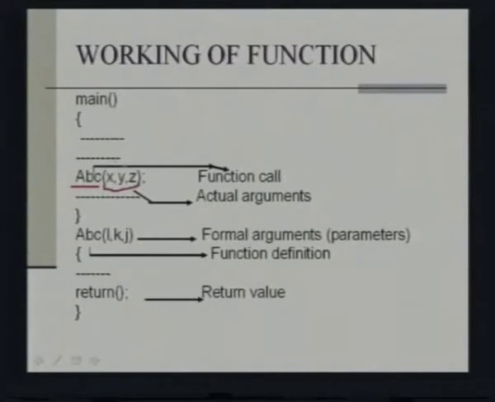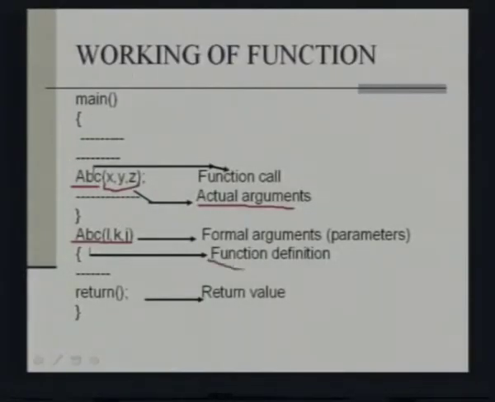Now the variables that are mentioned in this function call are called the actual arguments. And then you have other set of statements in the body of the main function and you close this main function. Now this is called the function definition. Function definition is where we say what that function is supposed to do. When you call a particular function, what for you are calling it, what is the purpose of that function. So that is defined in this function definition.